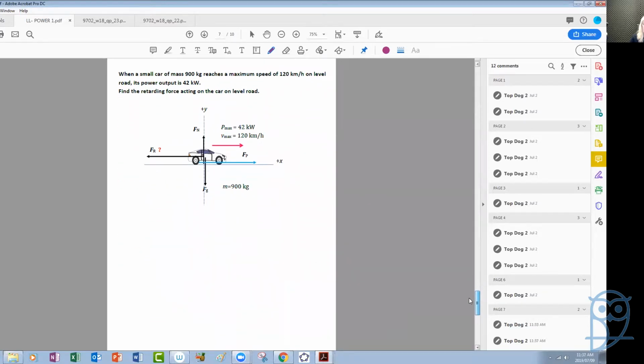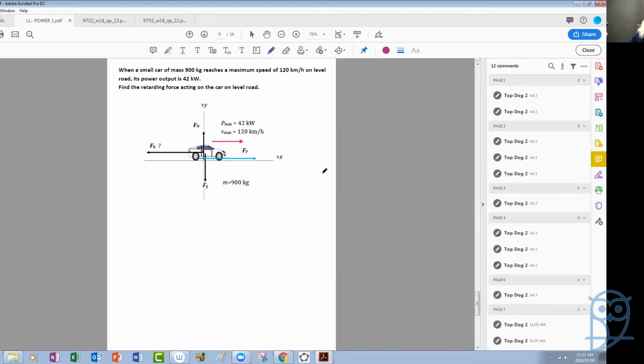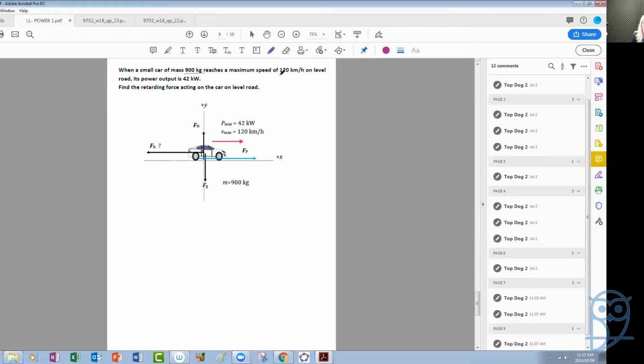One more example of this series is this one. And then we can do an example from a past exam paper to see how work, energy, and power appear in the exams. When a small car of mass 900 kilograms reaches a maximum speed of 120 kilometers per hour on level road, its power output is 42 kilowatts. Find the retarding force acting on the car on level road.